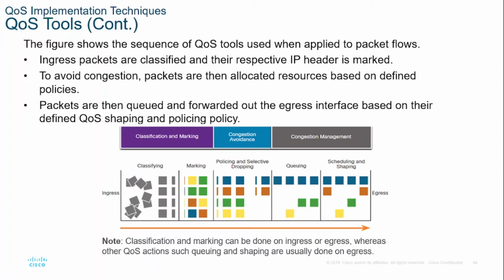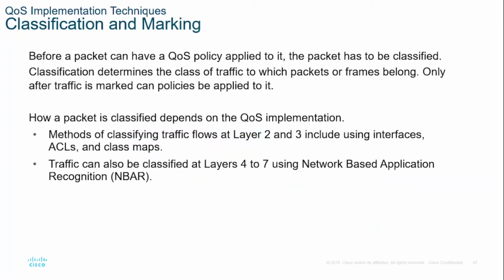Now, classification and marking. Before a packet can have QoS policy applied to it, the packet has to be classified. Classification and marking allow us to identify or mark types of packets. Classification determines the class of traffic to which packets or frames belong. Only after traffic is marked can policies be applied to it. How a packet is classified depends on the QoS implementation.